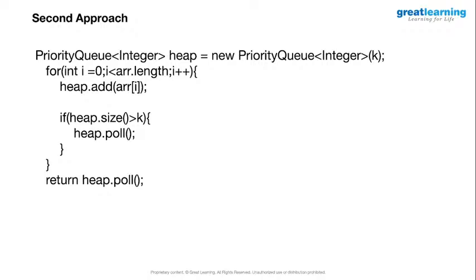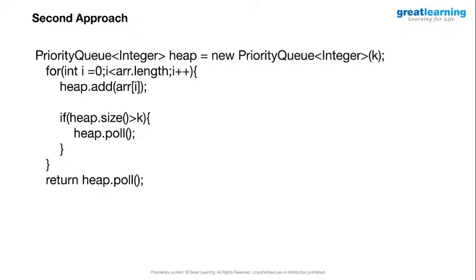Now, what is the time complexity? Can any one of you tell me the time complexity? Space complexity, we know it is order of k, right? How many elements are we storing? We are at most storing 3 elements in the heap, no matter what the size of the array is.